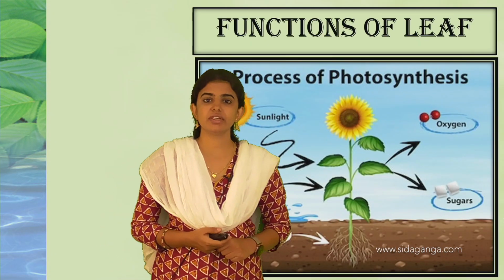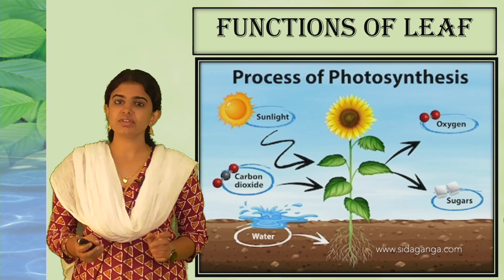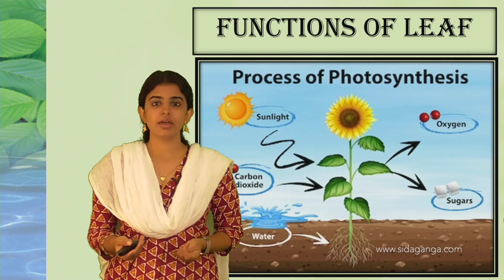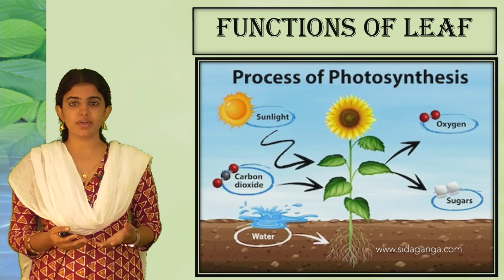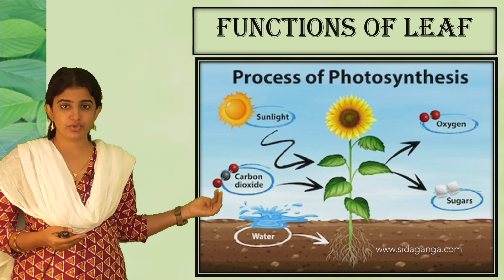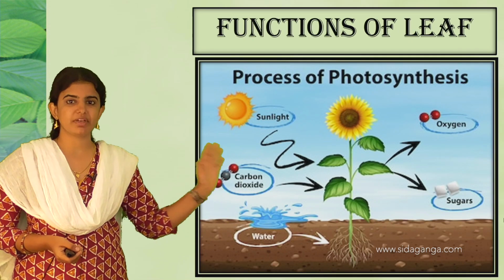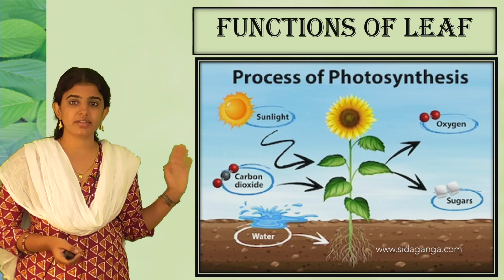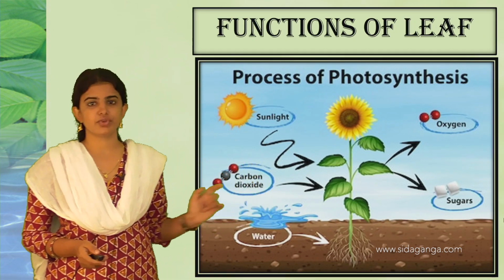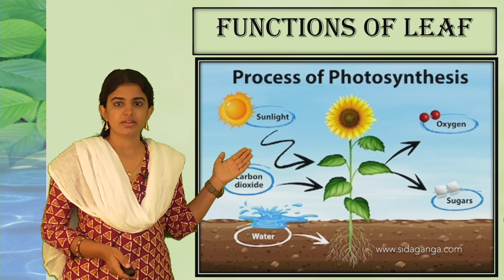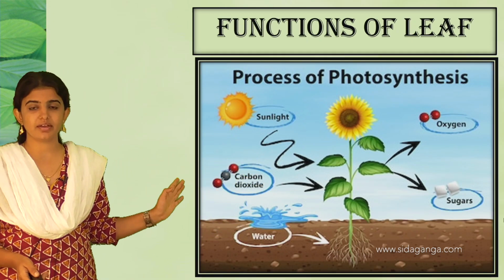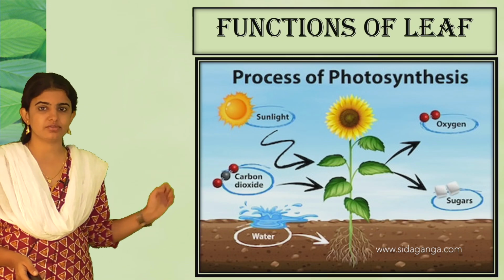The function of the leaf is photosynthesis. Photosynthesis means the food-preparing process using carbon dioxide and water from the atmosphere, along with sunlight and the chlorophyll pigment. By utilizing these simple substances, the plant prepares food like starch and releases oxygen into the atmosphere. This is the definition of photosynthesis, and you can see in the diagram how photosynthesis takes place.